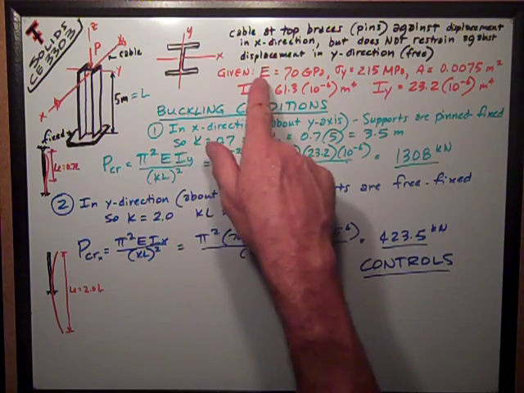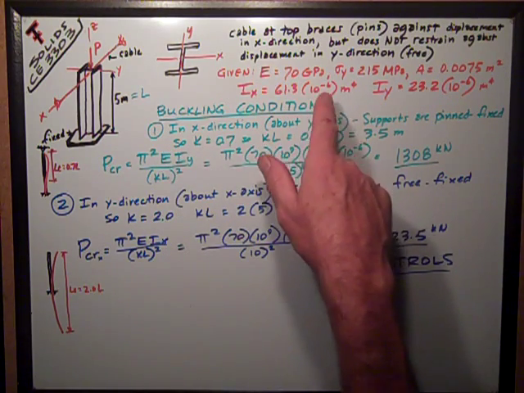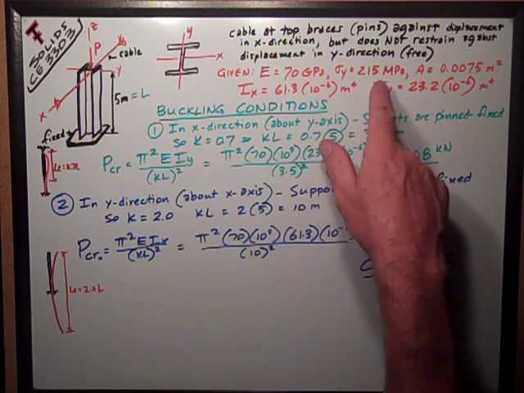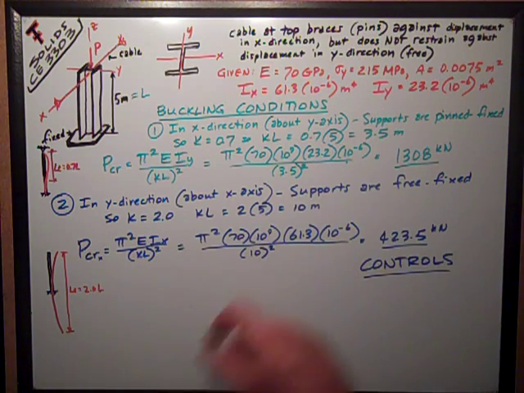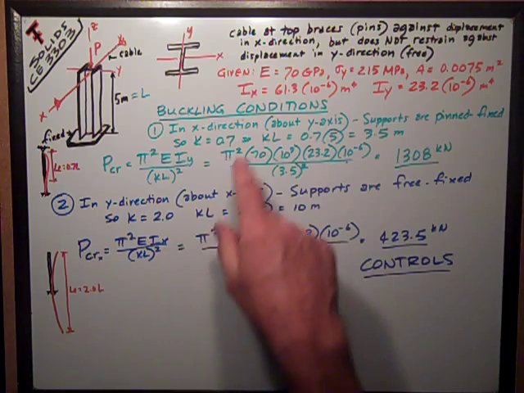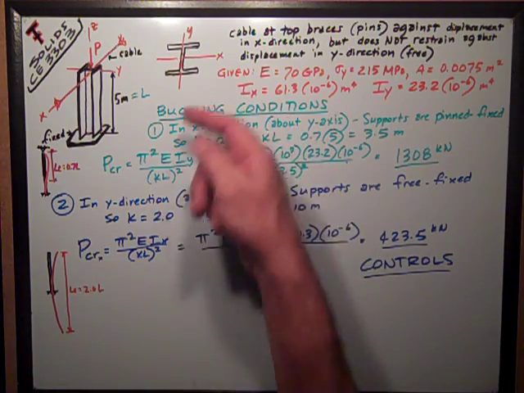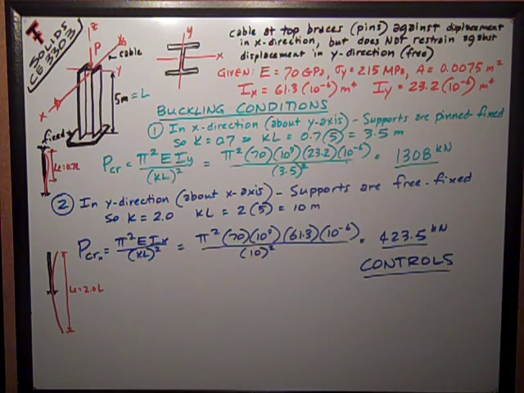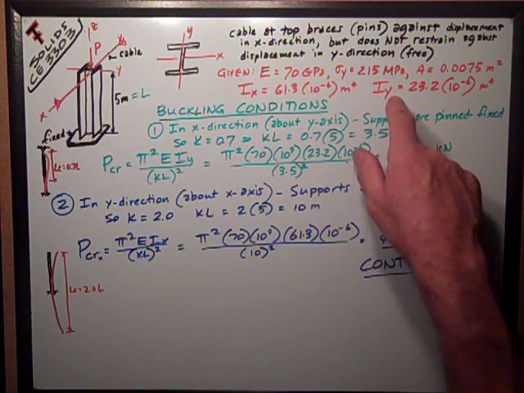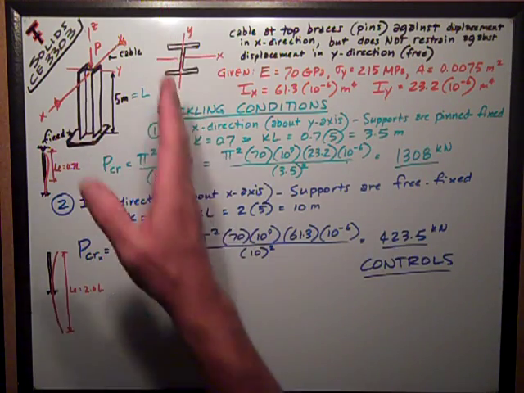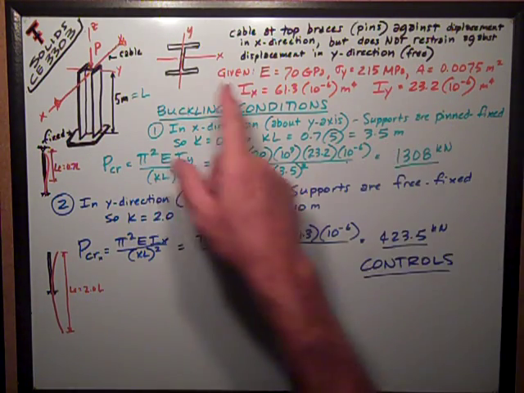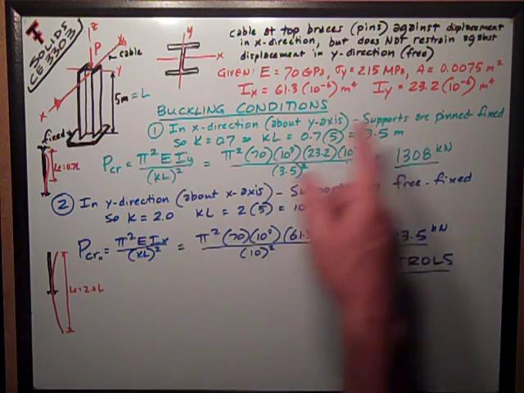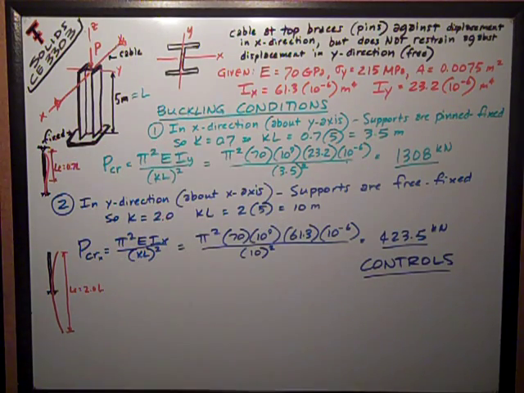Here I'm given that Young's modulus is 60 gigapascals, the yield stress is 215 megapascals, the area is 0.0075 meters squared, its moment of inertia in the X direction about the X-axis is 61.3 times 10 to the minus 6 meters to the 4th. Its moment of inertia about the Y-axis is 23.2. The Y-axis is what we call the weak axis, and the X-axis is the strong axis.